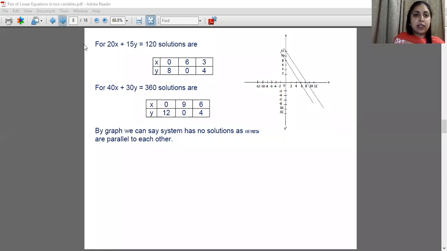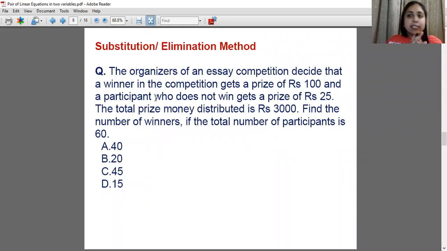Next question. The graphical method was the first method to find the value of x and y. Now, the second method is the substitution or elimination method. We can solve questions with the help of this method too. Both are equally good and easy. So here is the question.